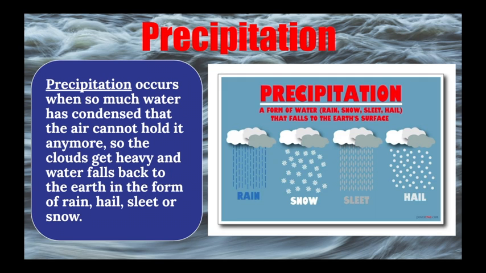Precipitation. Precipitation occurs when so much water has condensed that the air cannot hold it anymore, so the clouds get heavy and water falls back to the earth in the form of rain, hail, sleet, or snow.